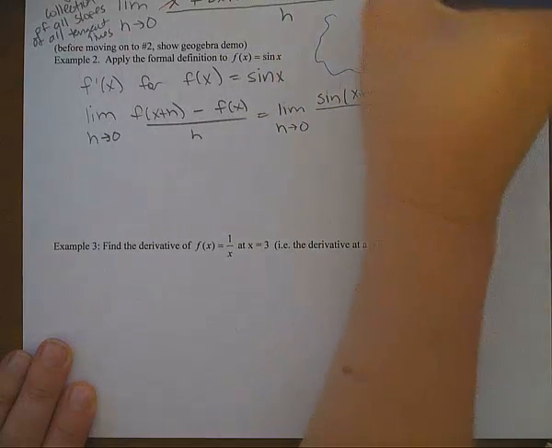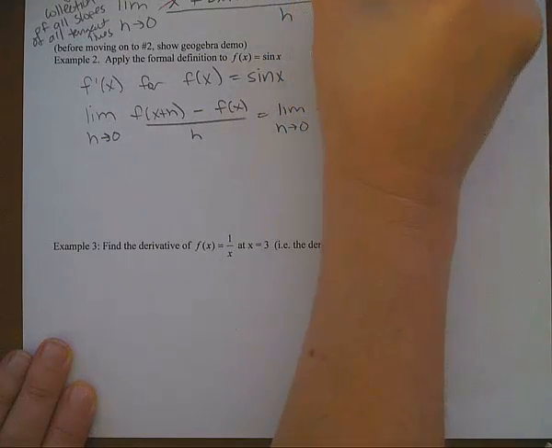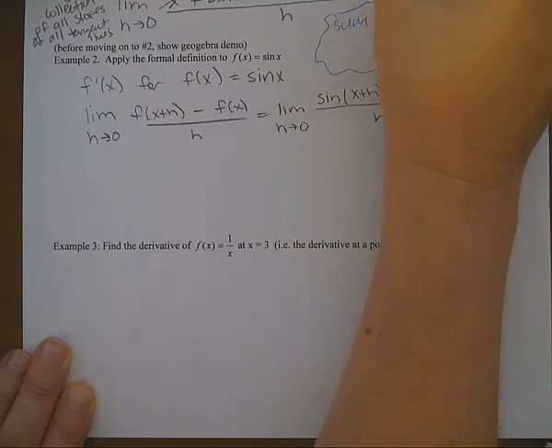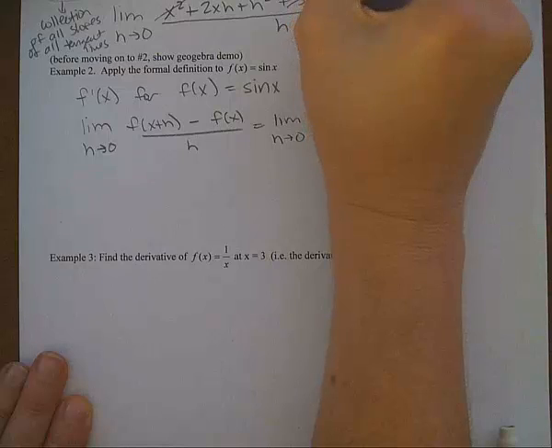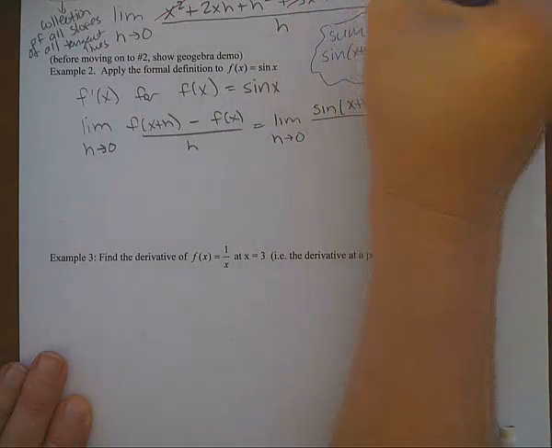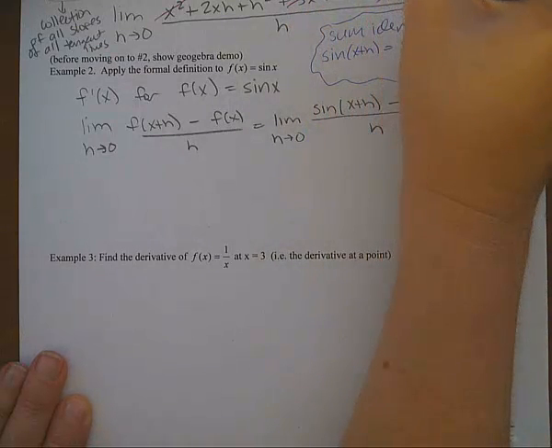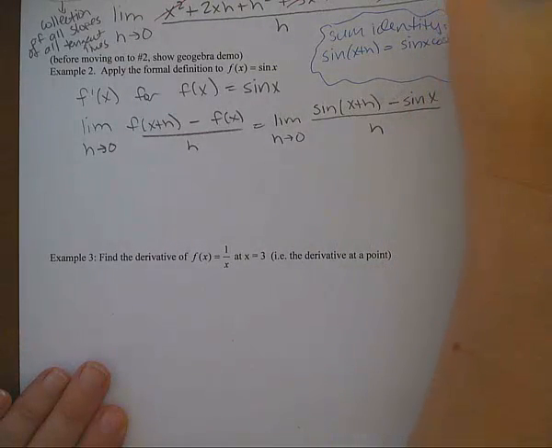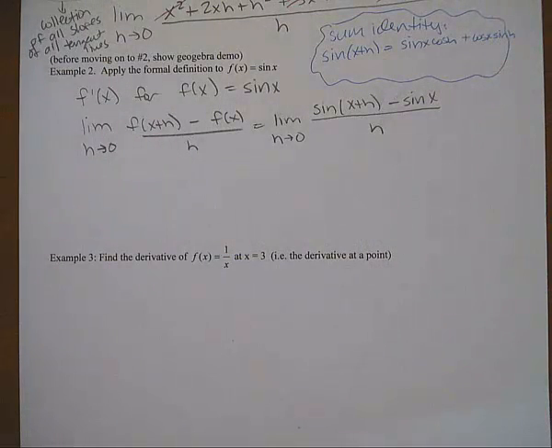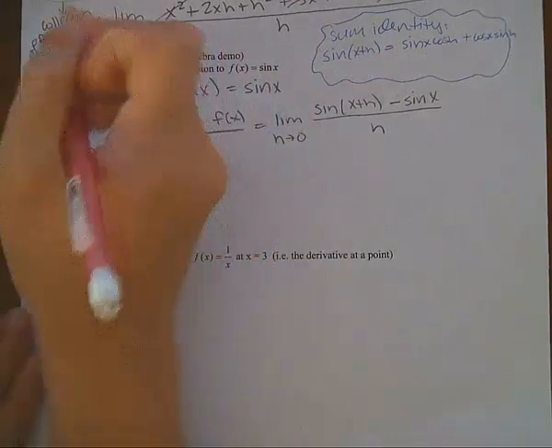So let's just remind ourselves what the sum identity for sine is. The sum identity for sine says that sine of x plus h is equal to sine of x times cosine of h plus cosine of x times sine of h. So that's what sine of x plus h equals.